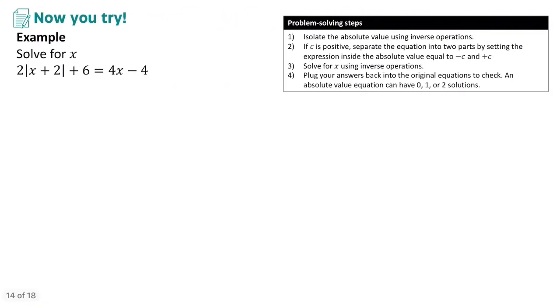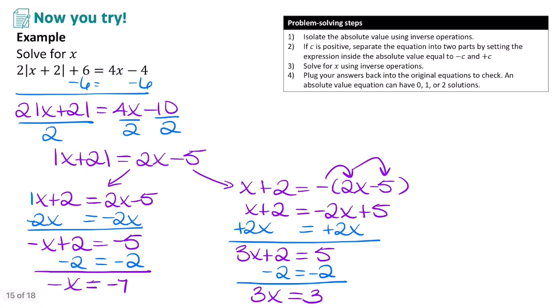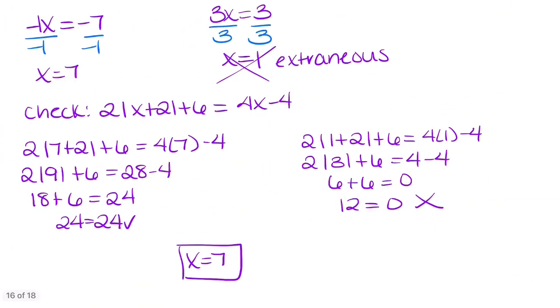So here in this problem, there's a few things going on because the absolute value expression is not isolated. So first you need to isolate it. So I'm going to subtract 6 from both sides, and then I'm going to divide both sides by 2. So once we do that, we get the absolute value of x plus 2 equals 2x minus 5. And when we solve these two equations, we get x equals 7 and x equals 1.